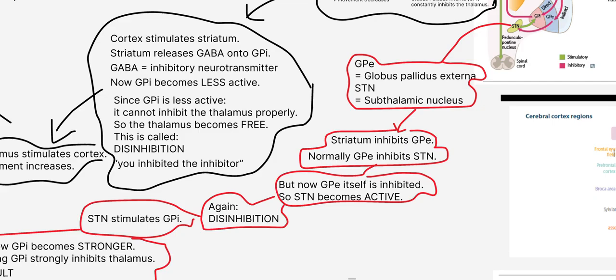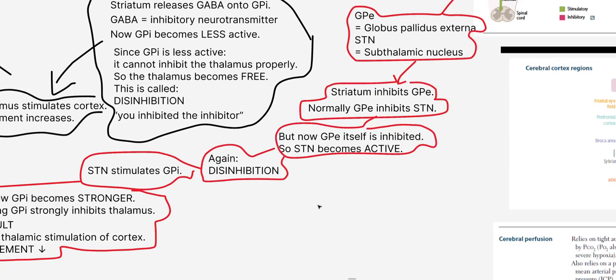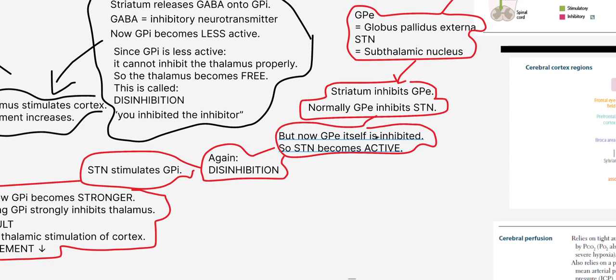Now, normally, GPE is inhibiting the subthalamic nucleus from doing anything. But since you have now inhibited the GPE through the striatum, the subthalamic nucleus is free. You have removed the inhibition on the subthalamic nucleus by the GPE. So now GPE itself is inhibited. It can no longer put a brake on the subthalamic nucleus. Subthalamic nucleus is free. It's roaming around again. It can do whatever it wants.